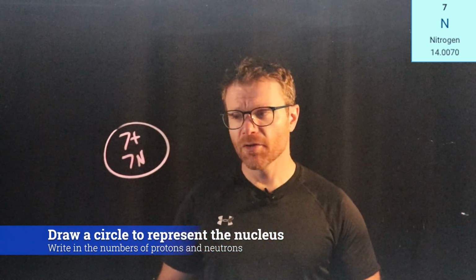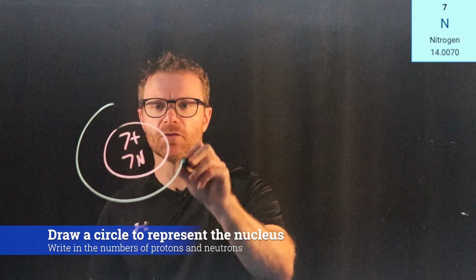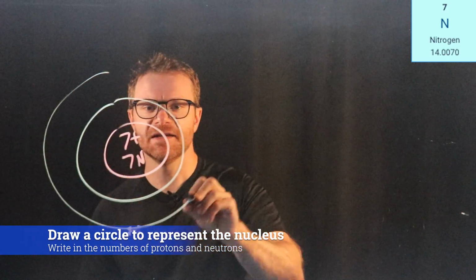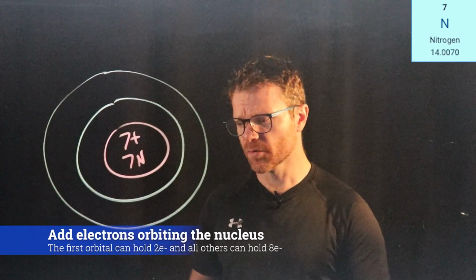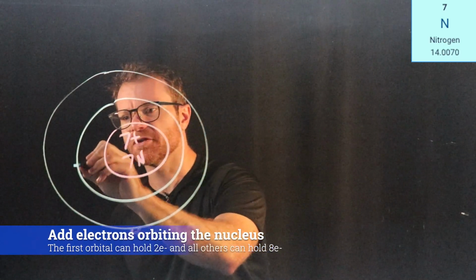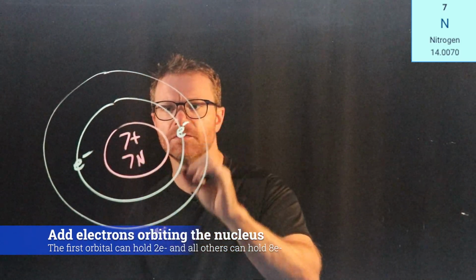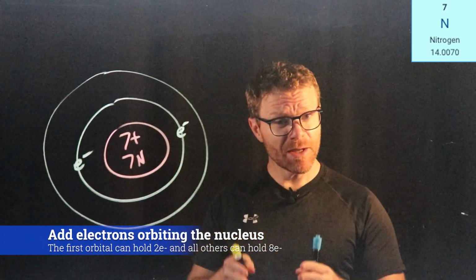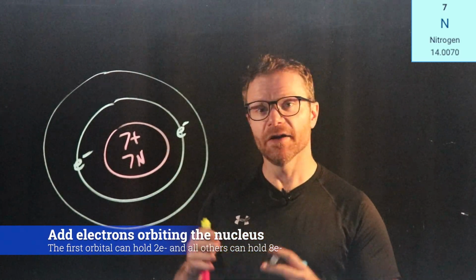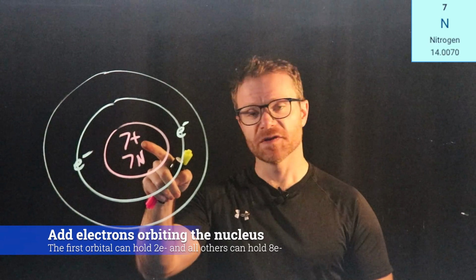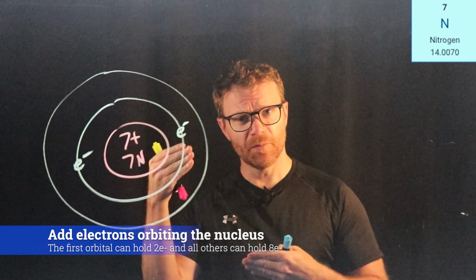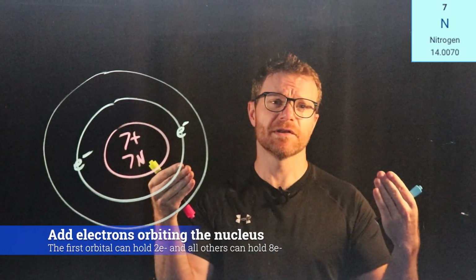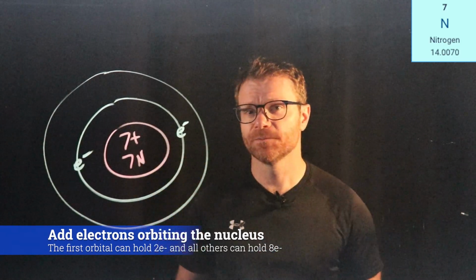Now, as you may remember from earlier, those electrons orbit the nucleus in distinct energy levels. And that first energy level, that first orbital, can only hold 2 electrons. 1, 2. But in a stable nitrogen atom, you would expect to find 7 electrons because it has 7 protons, and a stable atom is neutral. That means the number of positive protons is equal to the number of negative electrons.